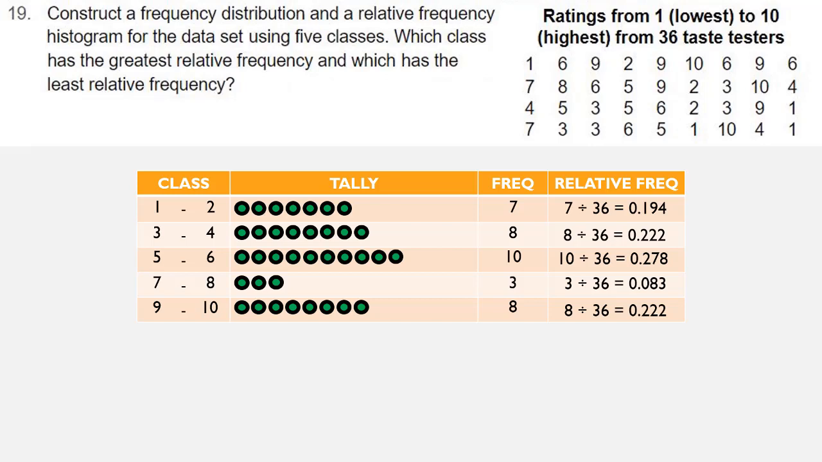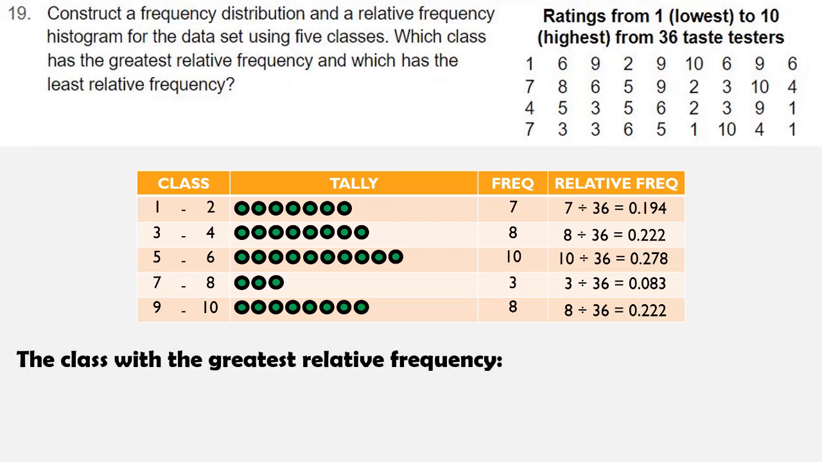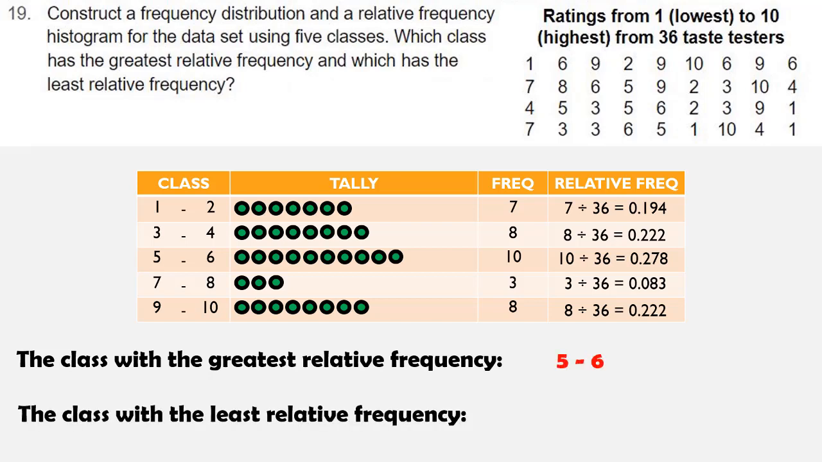Once we have this, we can answer the last question, which is which class has the greatest relative frequency and which has the least. So the greatest relative frequency would be the class from 5 to 6. The class with the least relative frequency would be the class from 7 to 8. And that's your answer.